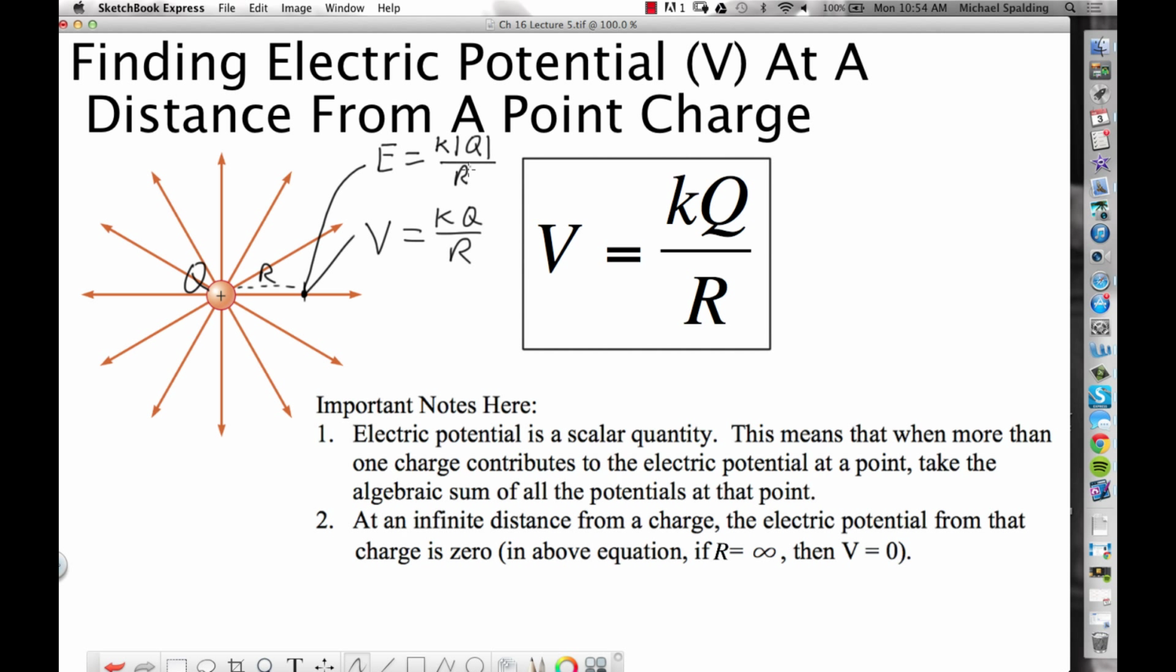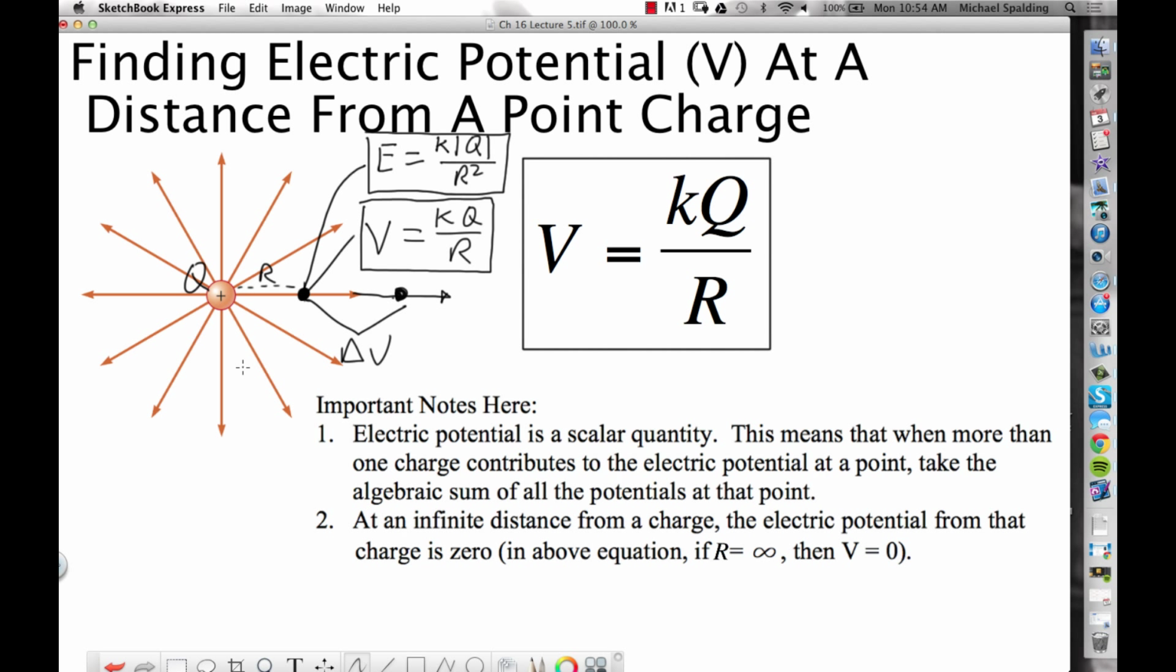KQ over R squared. This is for finding electric field. This is for finding electric potential. So if you wanted the potential difference between 2 points for a situation like this, what you would have to do is find the electric potential there, and then go to the other point, find the electric potential there, right? If you knew the electric potential at each of those points, just subtract them, and you have the change of potential, right? That's how you would have to do it like that.